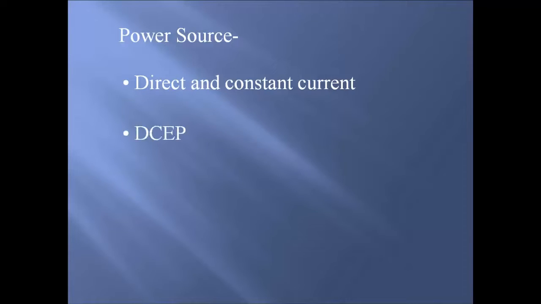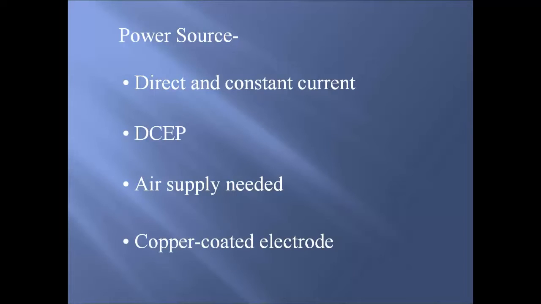Starting with the power source, most standard welding power sources can be used for this process, and it will need direct and constant current, and is run with direct current electropositive. Some type of air supply is needed, and this process typically uses a copper-coated electrode.